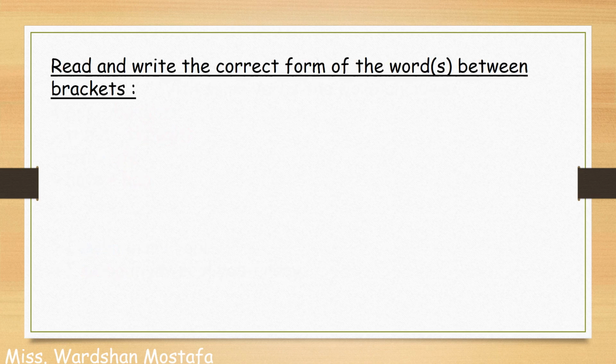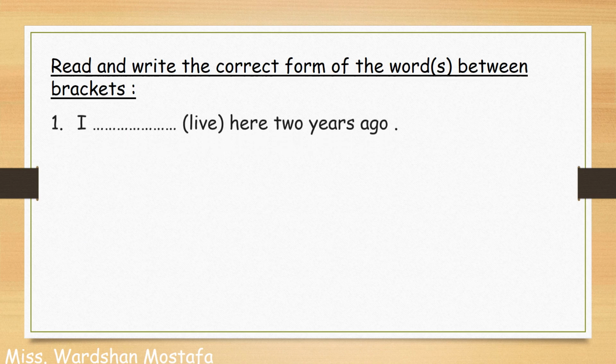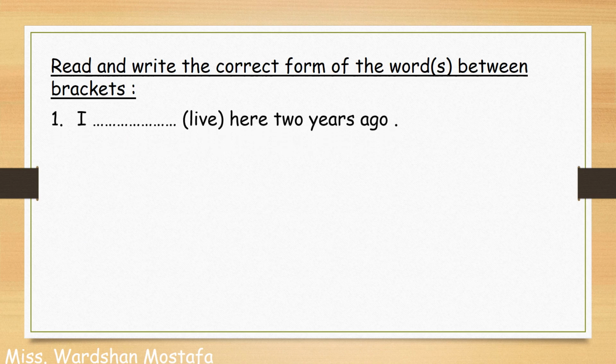Read and write the correct form of the words between brackets. Number 1. I live here 2 years ago. The verb ends with the E, so we just add a D. I lived here 2 years ago.